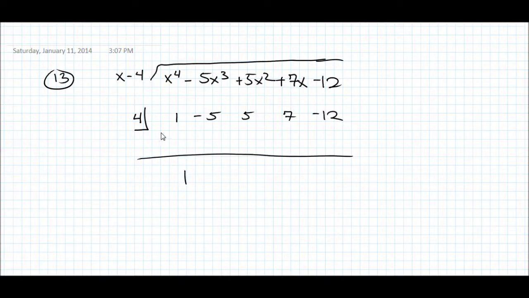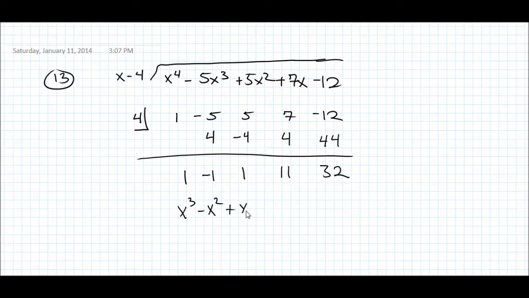Drop the first one down. 4 times 1 is 4. Negative 5 plus 4 is negative 1. Negative 1 times 4 is negative 4. That becomes a 1. 1 times 4 is 4. 7 plus 4 is 11. 11 times 4 is 44. That would be a 32. So we could rewrite this as x cubed minus x squared plus x plus 11 with the remainder, unfortunately, of 32.